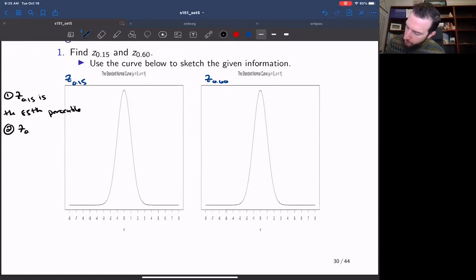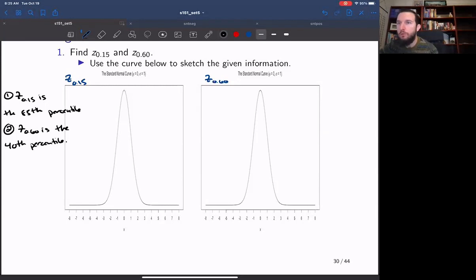Whereas Z 0.6 is the 40th percentile, right? So again, just that complementary relationship, a bit confusing in the context of what we are doing, but this is how the notation works.